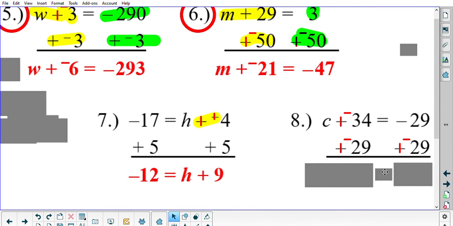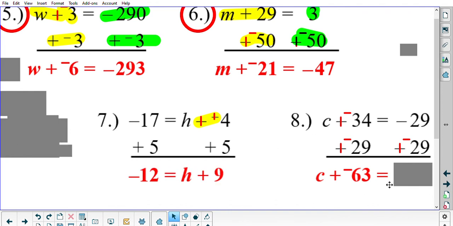Okay, the equal sign, bring it straight down. The C does not change, it's still C. Negative 34 plus negative 29, I'm working on the left-hand side of the equal sign, will give me negative 63. The right-hand side, negative 29 plus negative 29 is negative 58. And that is working down on both sides for problem number 8.